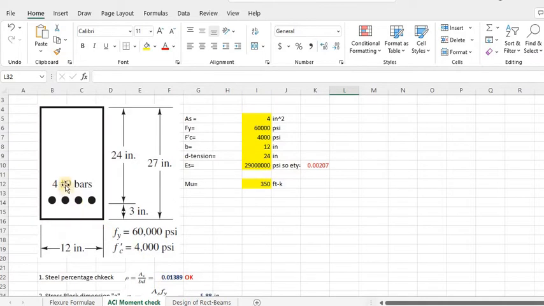Now for a number 9 bar, the cross-sectional area is 1 square inch. It's 4 number 9 bars, so 4 times 1 is 4 square inches. That's why I put 4 square inches here. And after calculating that, you get this value.